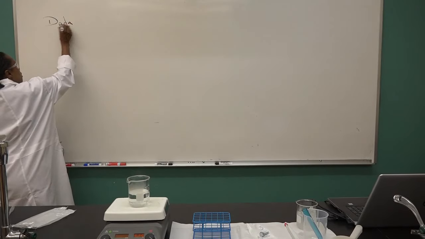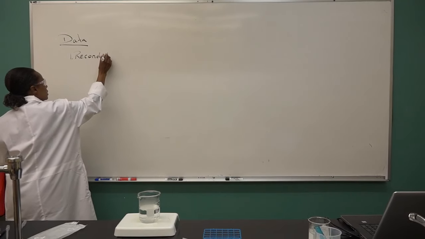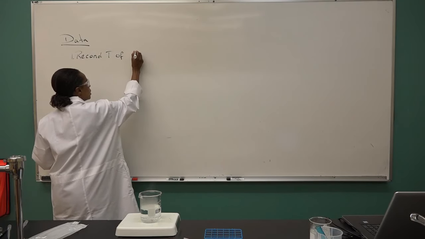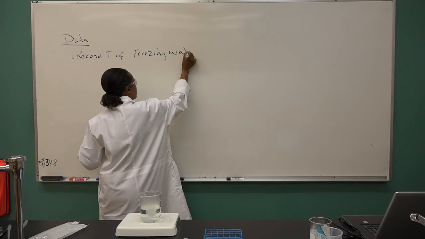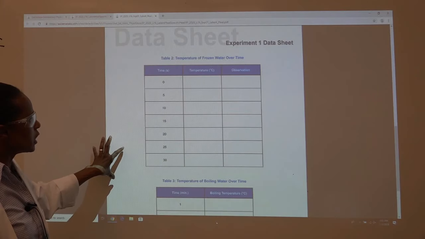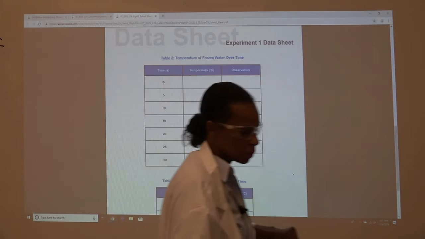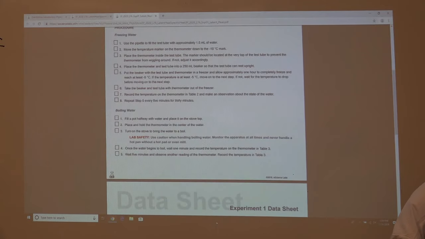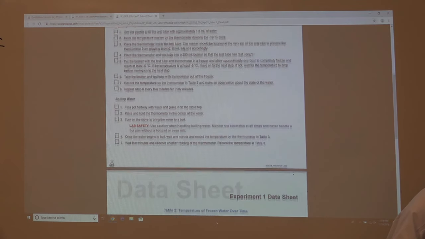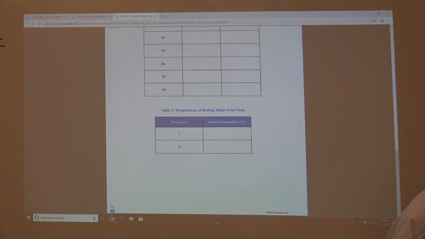You have a data table given to you. The first thing you're going to do is record the temperature of the freezing water. This is the first part of the experiment, where you'll be looking at table 2. Let me go here and see what other table we have. This is their data sheet, so they're recording this on table 2: temperature and your observation, and then temperature of boiling water over time.